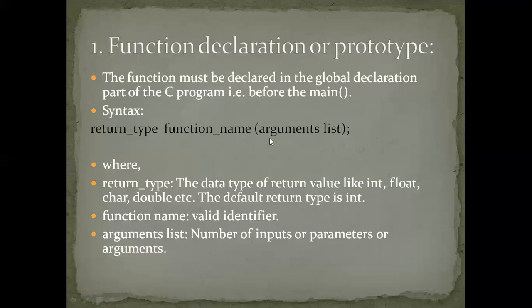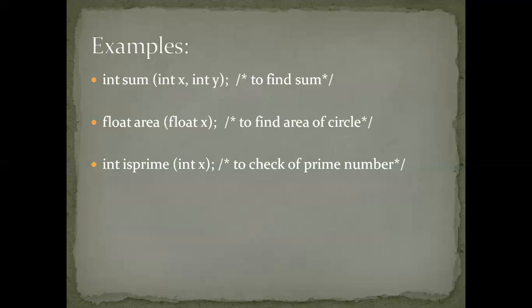So this is the syntax for the function declaration. Once we see the example, you'll get an idea of how this syntax works. Just look at this. There are three examples. We can see the first one, int sum. Here int is the return type, sum is the function name, and int x, int y is the argument list. Here what we are going to do is find the sum or addition of two numbers. The two numbers are x and y. So we are going to find the summation of the two numbers by using the function name sum.